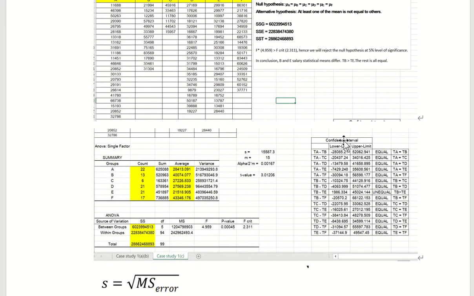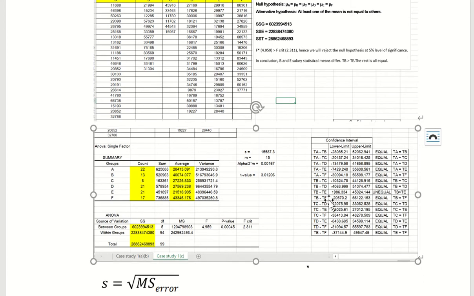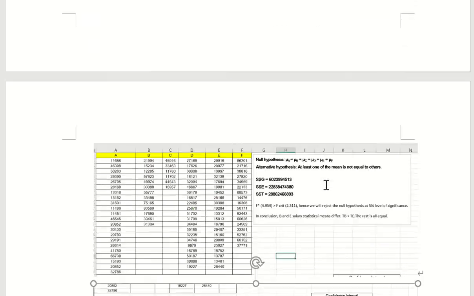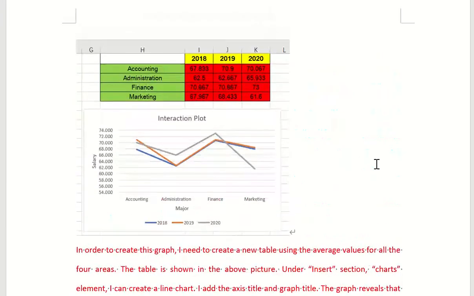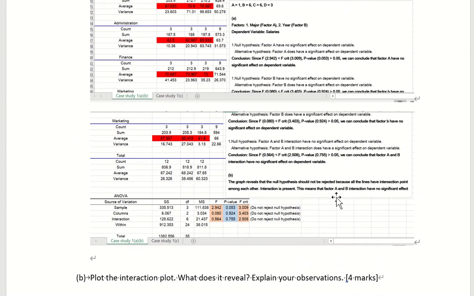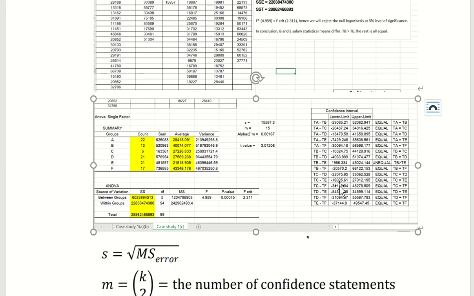After the table is created, I can see that only one pair is not equal, which is occupation B and E. Since the lower limit and upper limit values are all positive, I know that occupation B has a higher mean than occupation E. So the final conclusion will be that B and E statistically differ in means, so B has a higher mean than E. So this is question C.